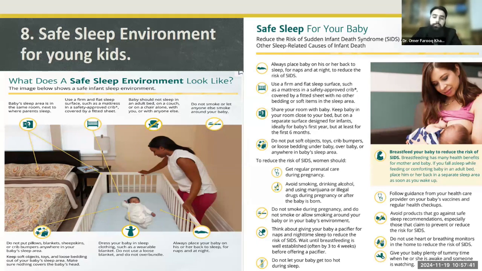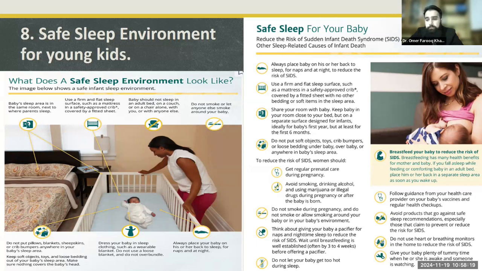Do not let your baby get too hot during sleep. So you do not put extra coverings on the baby for fear of getting cold. Always keep checking the layers, whether you have put extra layers or not, because sometimes mothers put extra layers on the baby, and the baby's temperature rises very quickly, and it may reach 105 degrees Fahrenheit within an hour of making the baby sleep.